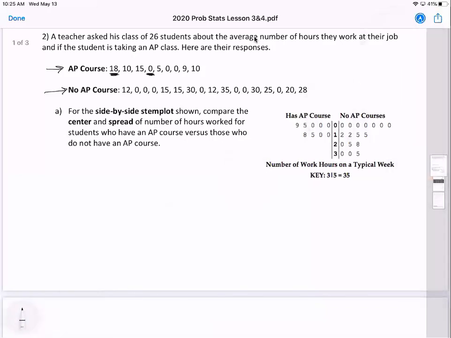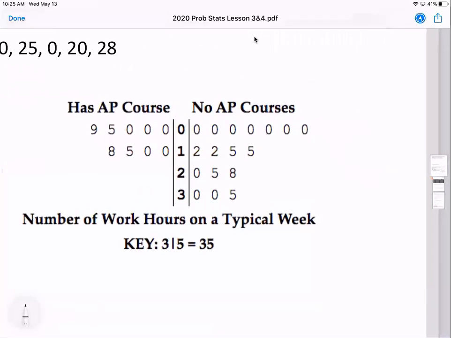In this example, I have given you a back-to-back stem plot, a side-by-side stem plot. So I'd like to explain how to read something like this. But the question is, compare the center and the spread of number of hours worked for students who have an AP class versus those who don't. So let's check this out.